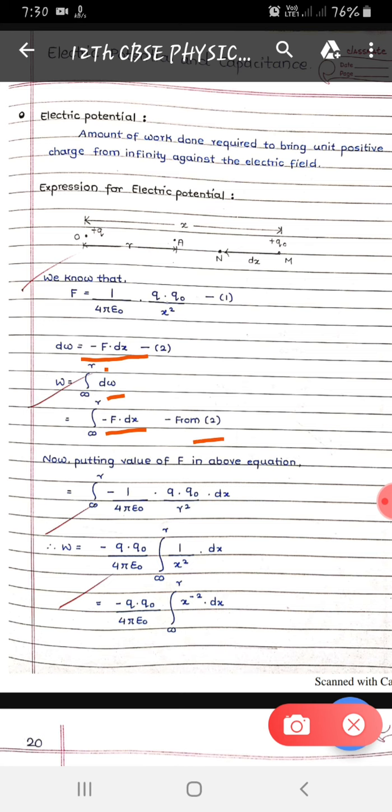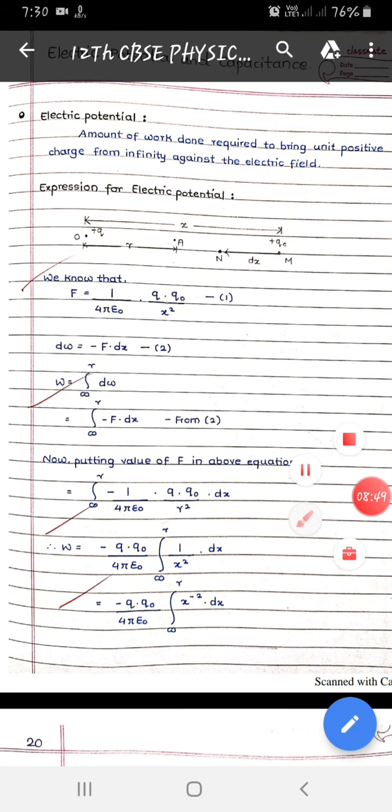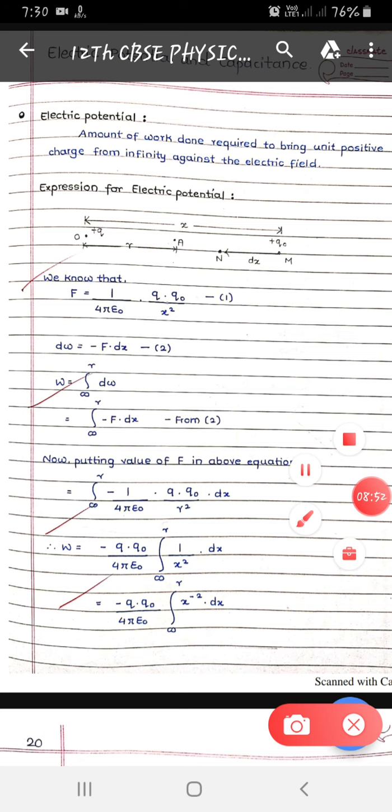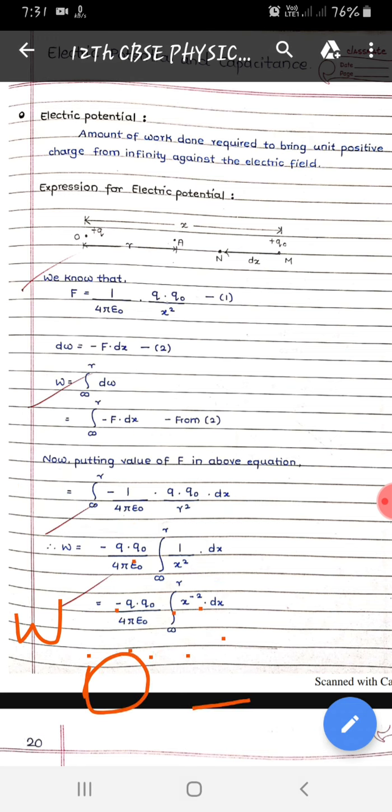Now putting the value of F in the above equation, this equation becomes: work done is equal to the integral from infinity to R of minus 1 upon 4 pi epsilon naught, q naught upon R square, into dx as it is. Now the common terms, minus 1 upon 4 pi epsilon naught q0, we will take outside the integration sign. So inside the integration sign only 1 upon x square dx will remain.